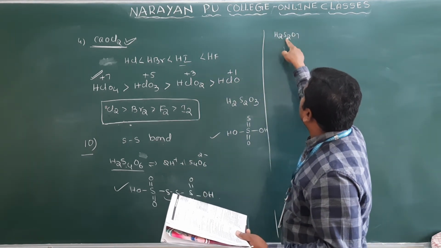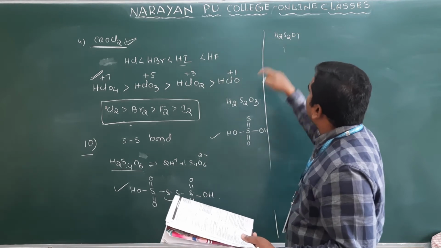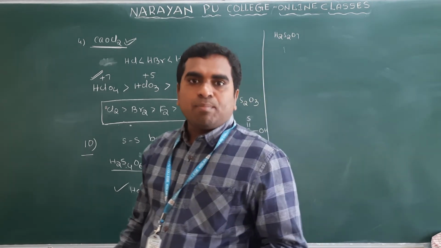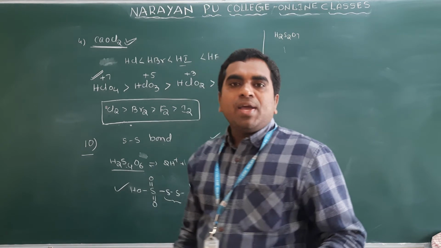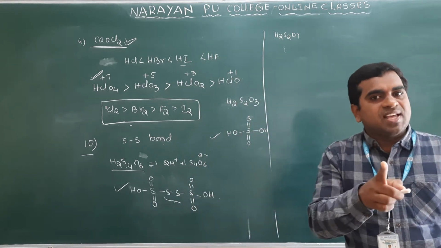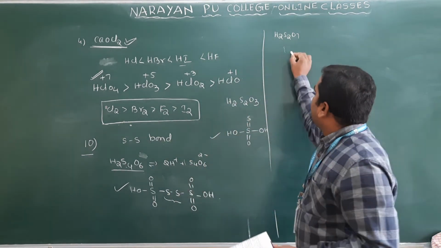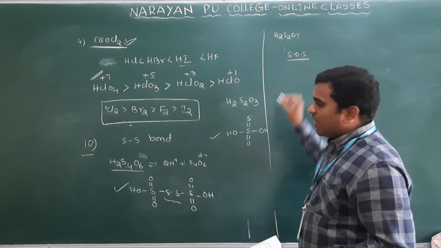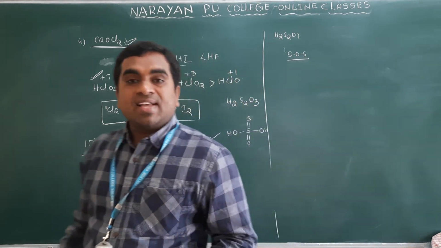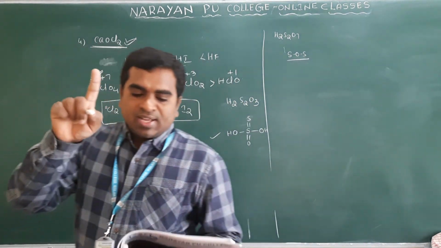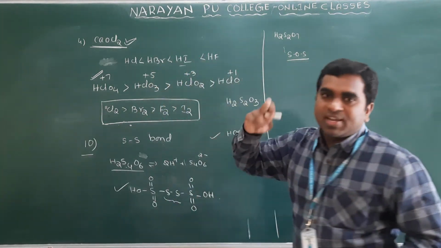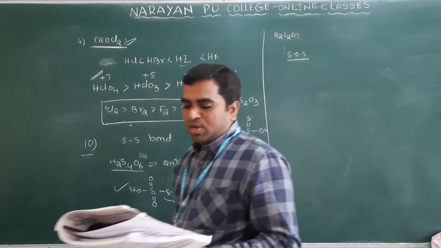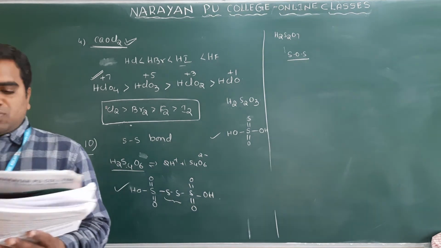H2S2O7. They have given S2O7 2 minus. I am writing H2S2O7. What is it? Oleum. Oleum means pyrosulfuric acid. Pyro is there, so definitely there will be an S-O-S bond. But they are asking about SS bond. So that's why this is oleum. Remaining 3 options. So your option first one is the correct one.